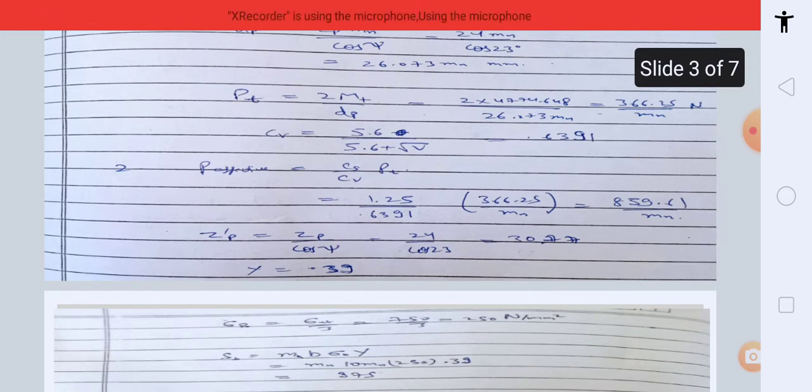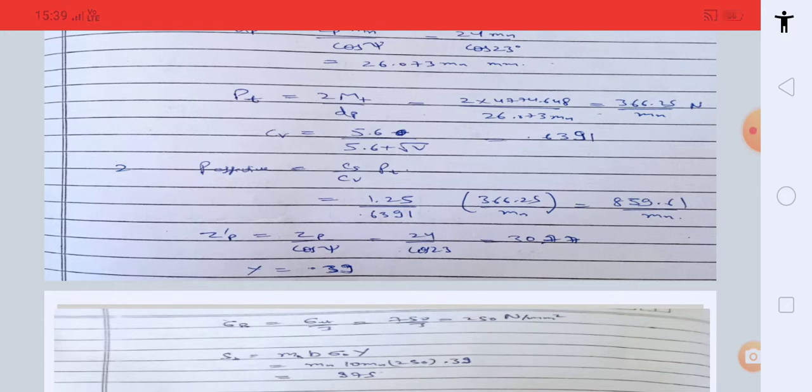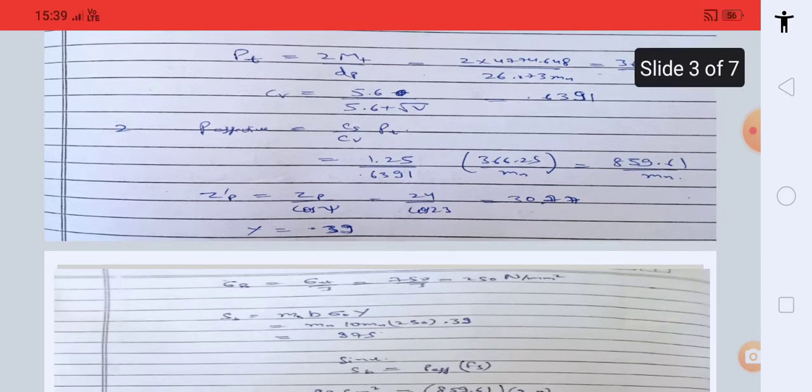P effective is equal to Cs upon Cv into tangential force, where Cs is the service factor and Cv is the velocity factor. 1.5 is the given service factor and 0.6391 is the velocity factor. So we will get 859.61 upon mn as P effective. Virtual number of teeth on a helical gear is given by Zp upon cos psi, 24 upon cos 23, that is 30.77.